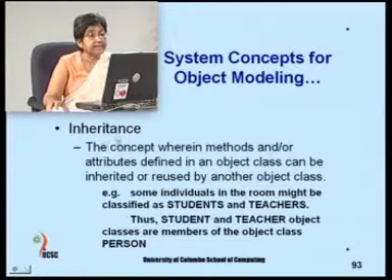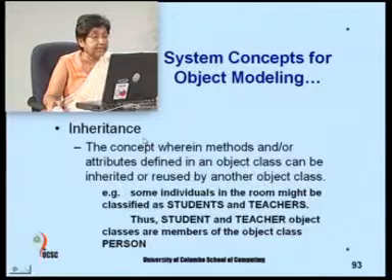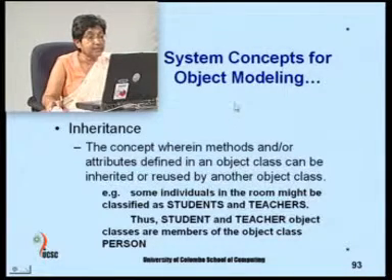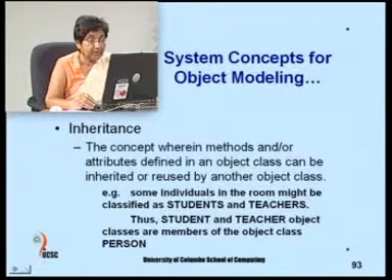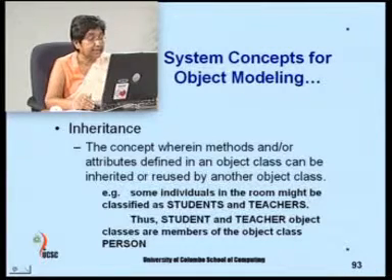Then there is another concept in object modeling, what is called inheritance. This is the concept wherein methods and or attributes defined in an object class can be inherited or reused by another object class. So, we will look at some examples for these things. Examples: some individuals in the room might be classified as students and teachers. Thus, student and teacher object classes are members of the object class person.